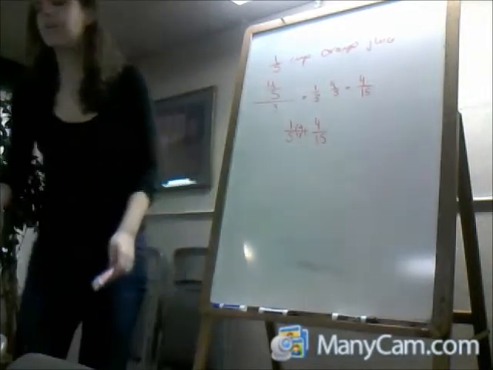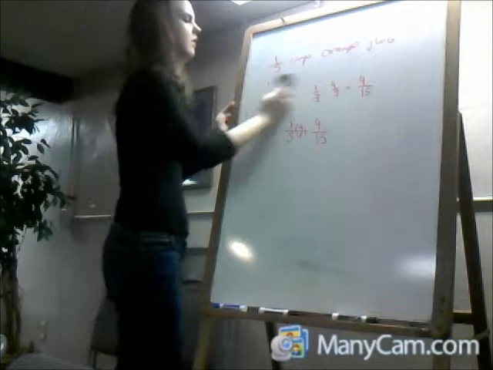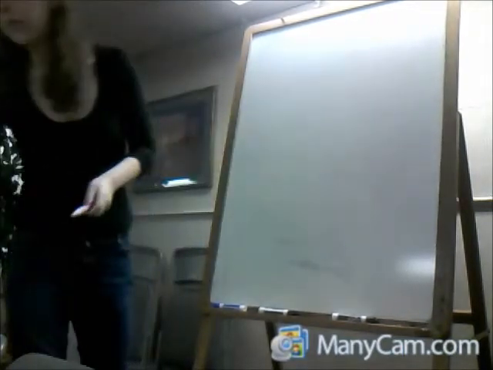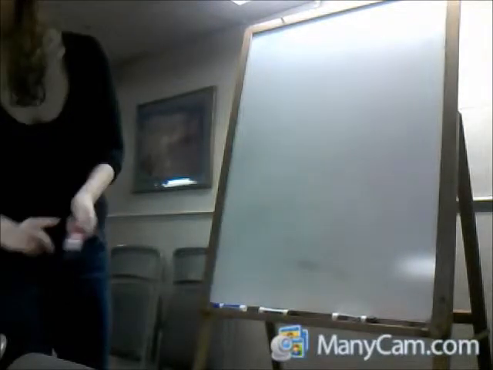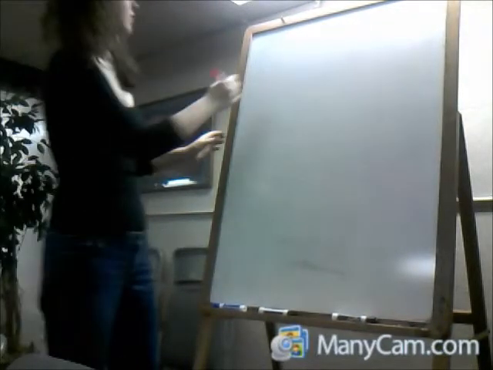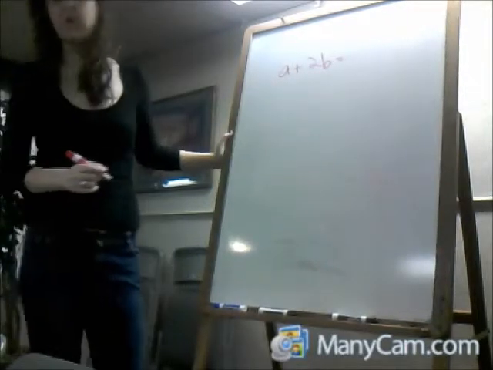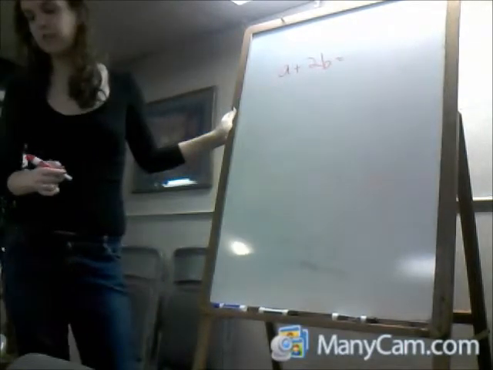All right, so let's look at number 16. Okay. So a plus 2b is equal to 125% of 4b.